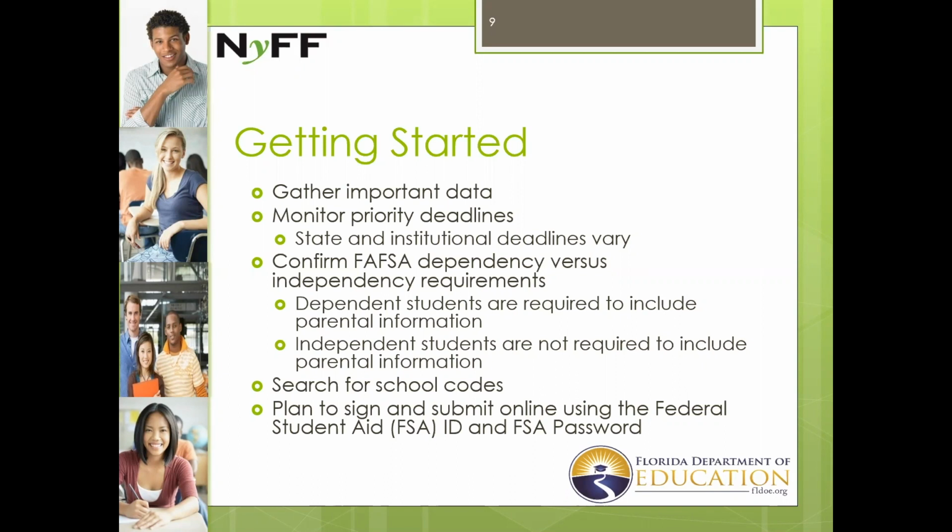If you find that you want to add more than 10, you can log back into your FAFSA, take off some of those schools, and add other schools in order for them to receive your FAFSA results. Plan to sign and submit online using the FSA student ID and the FSA password. Again, I can't emphasize this enough. Keep it in a safe place because you're going to have to retrieve it year after year after year.